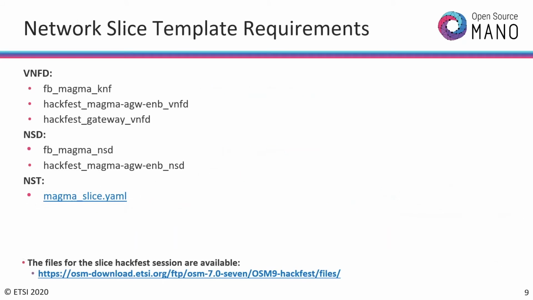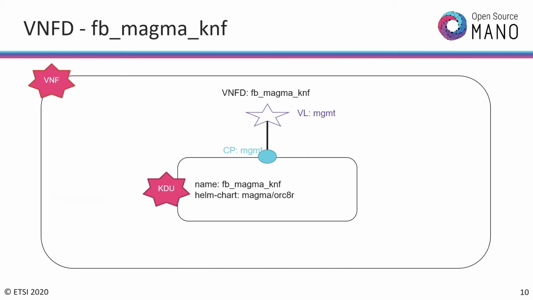The requirements for this session are to have the VNFDs that are located in the repo: the Facebook Magma KNF, the Hackfest Magma VNFD, and the gateway, that is the PDU, plus the network service that we will compose, the Facebook Magma network service descriptor plus the gateway. Also, you have here a link to the Magma slice YAML. This is the one that we will use during the session.